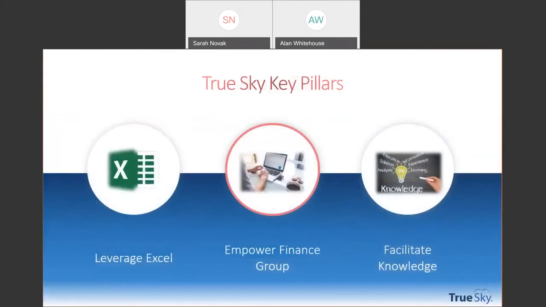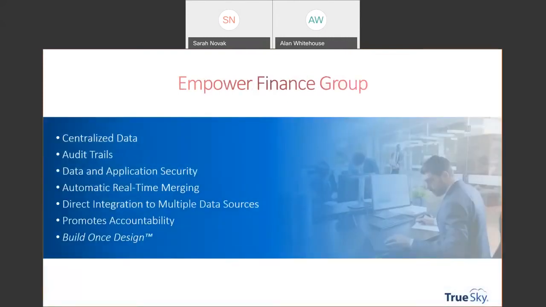Our next pillar when we were designing TrueSky was to make sure that we could empower the finance group. And how did we do that? Well, first of all, we centralize all of your data. So instead of data being embedded in your Excel worksheet, it's now stored in a back-end centralized database. So enter it in one place, report on it immediately in another. No interlinking spreadsheets, no moving documents around.